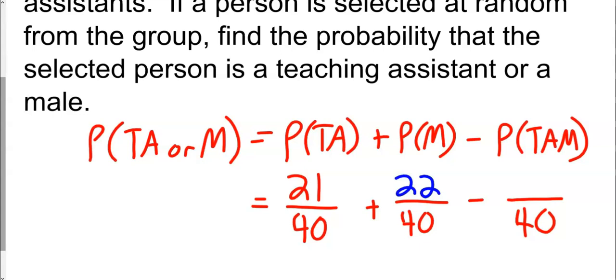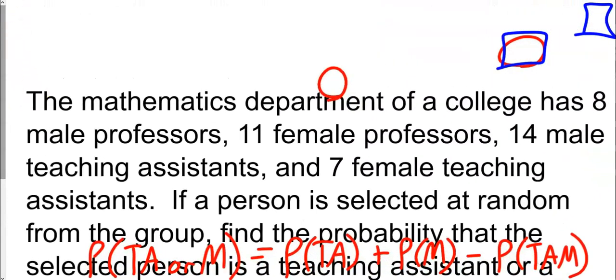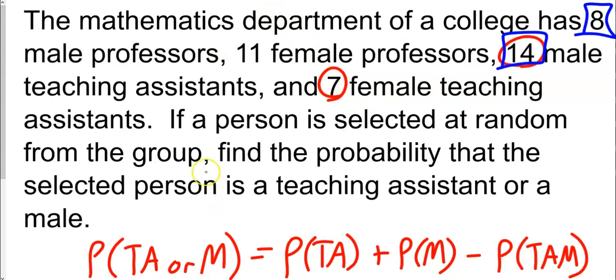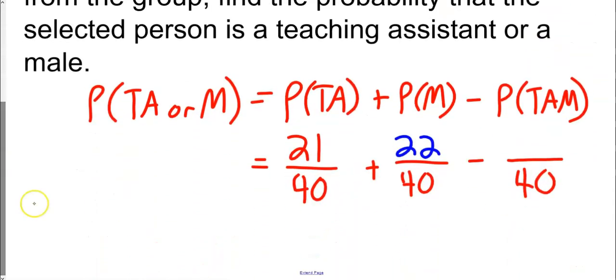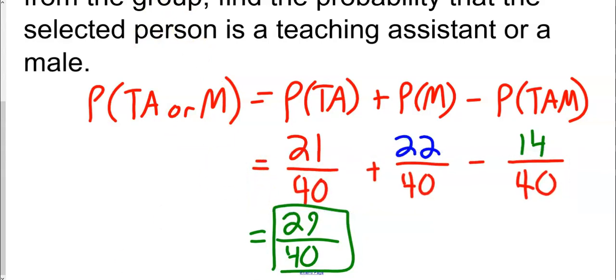And then give me the probability for the teaching assistant and male. How many were there? Again, everything's moving around on me. And that's this guy that's right here. There were 14 males that are teaching assistants. So we slap the 14 right there. And we go and do our adding and subtracting across. And your top number ends up being 29. And again, that will not reduce.